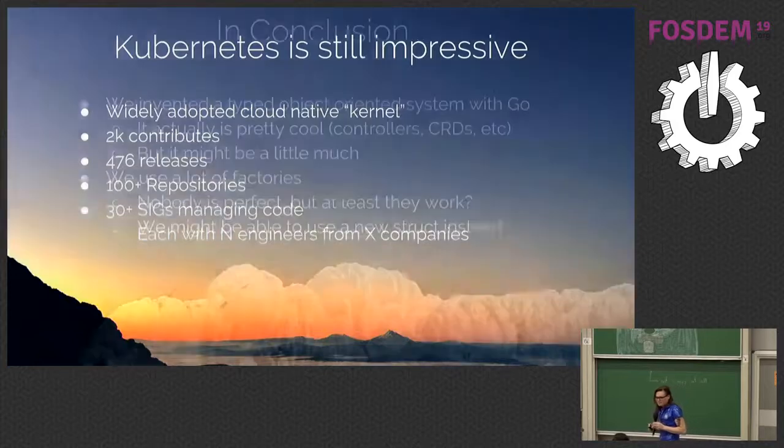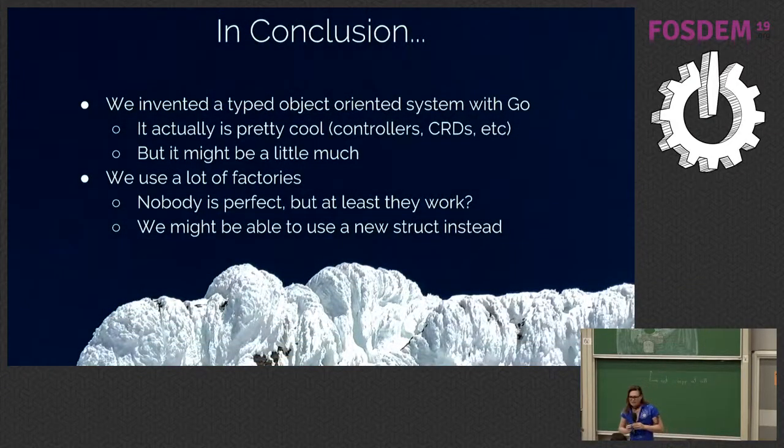And we do all that, and we still are able to cut a build every 3 months, which is pretty exciting. So in conclusion, we invented a typed object-oriented system with Go. It was actually pretty cool. It's how we get things like controllers and CRDs and etcd, but it might be a little bit much. We use a lot of factories. Hey, nobody's perfect, but at least they work. We might be able to use a new struct instead.